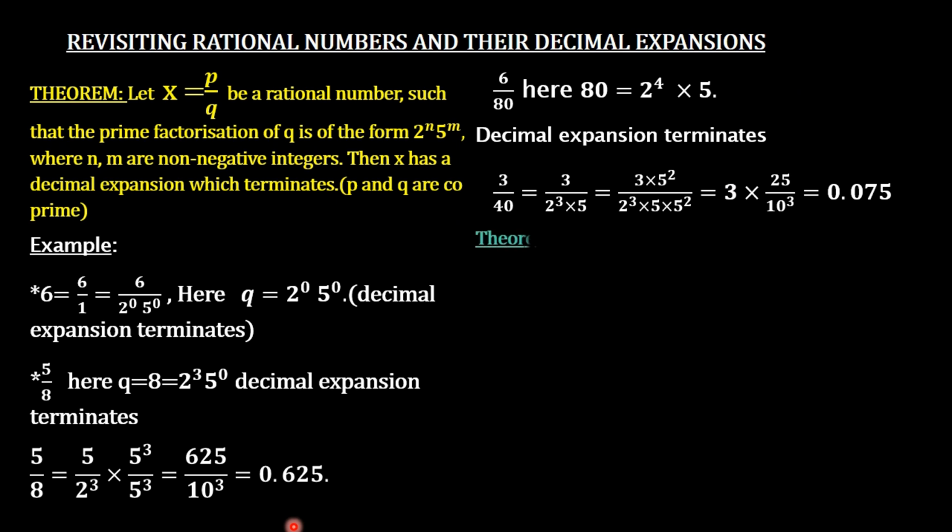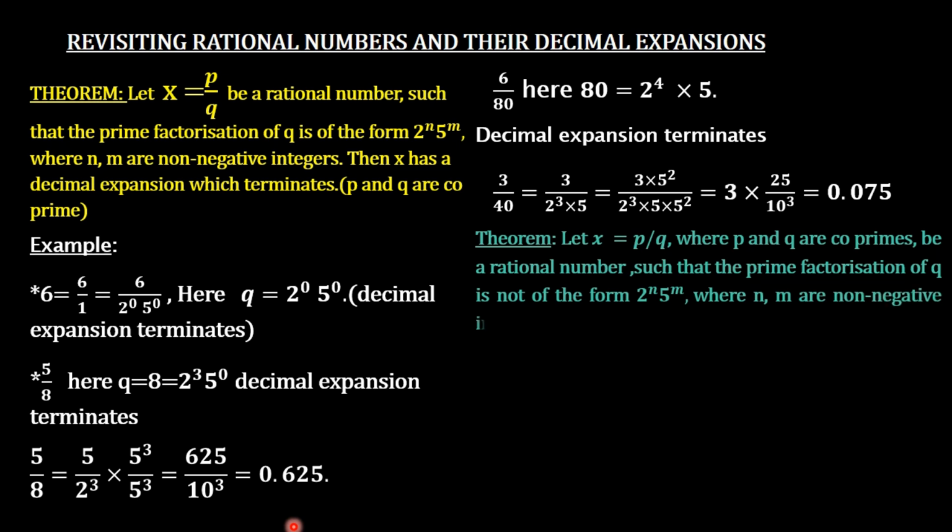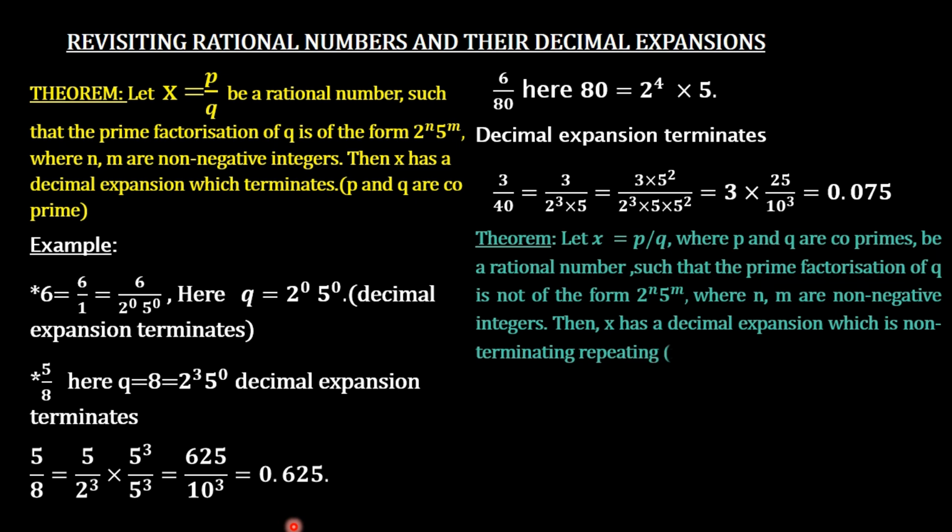Another theorem. Let x equal to p by q, where p and q are co-primes, be a rational number such that the prime factorization of q is not of the form 2 raised to n into 5 raised to m, where n and m are non-negative integers. Then x has a decimal expansion which is not terminating. Okay, so what is the theorem? Not terminating, repeating, that is recurring. So what is the theorem about?